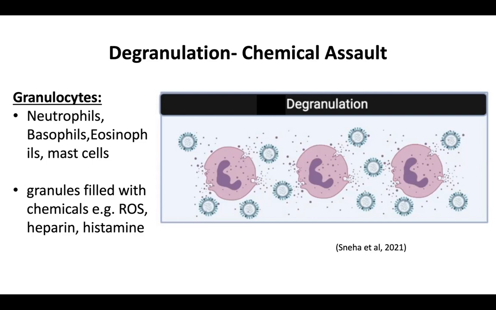And then some of these cells you might have heard of: neutrophils, basophils, eosinophils. You might not have heard a lot about them, but mast cells is something you might have heard of a lot because it's associated with allergy. When you have an allergic reaction, it's the mast cells releasing histamine. So that is it doing the release of those chemicals.